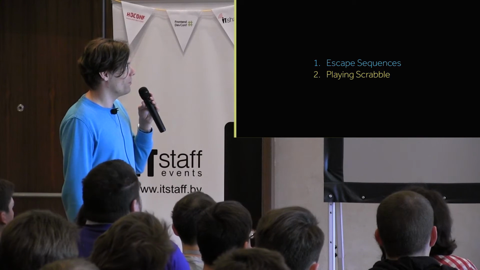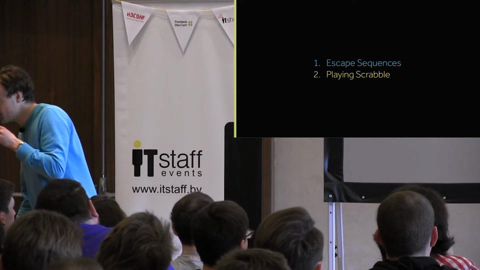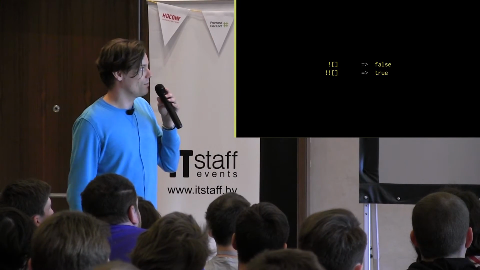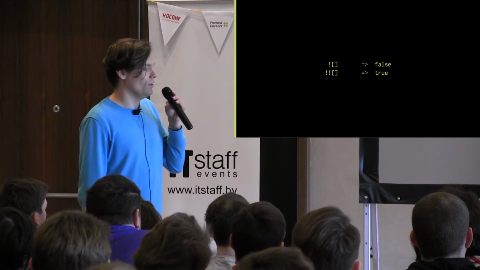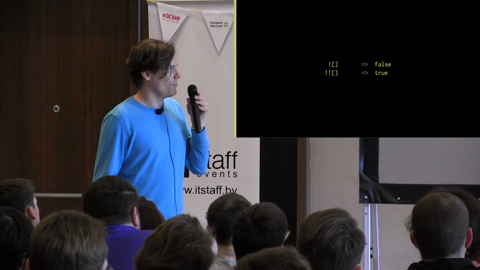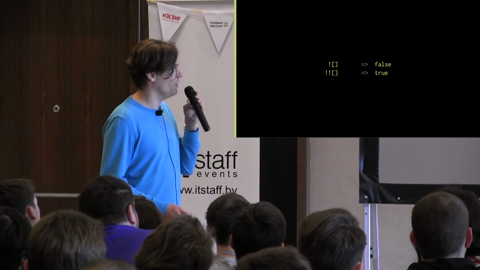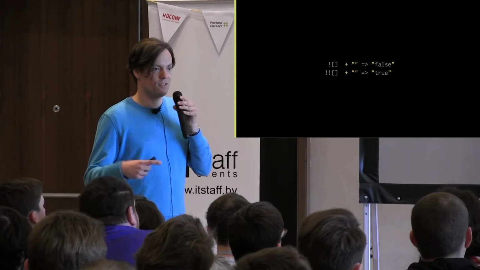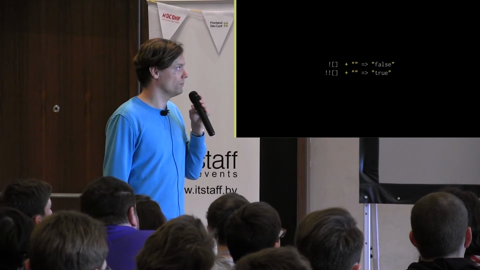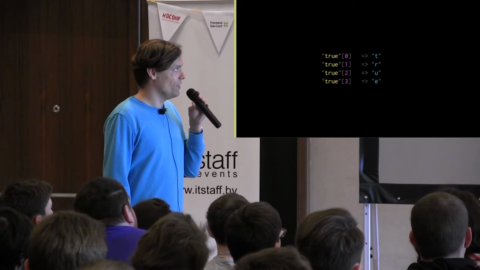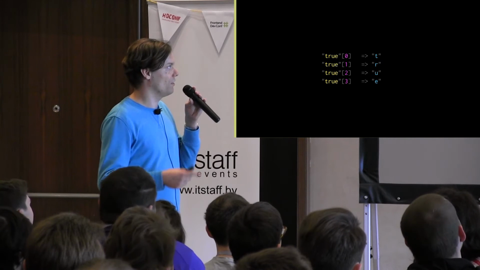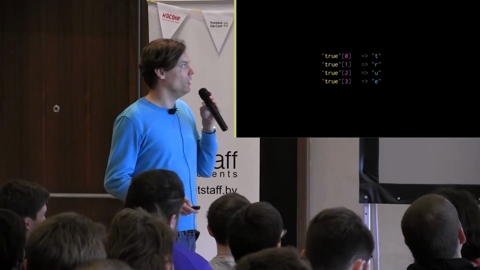OK, this was one way. Another way is to play Scrabble. Check the time. OK, we're on time. This is funny. This is what I use for the JSFAQ project. If you have an array and say not array, you will get false. If you say not not array, you will get true. Simple, yeah? If you then add an empty string to it, you will get the string false and the string true. Easy. What you can do then, you can get a specific character. For example, the first, second, and third, so you get T, R, U, and E.